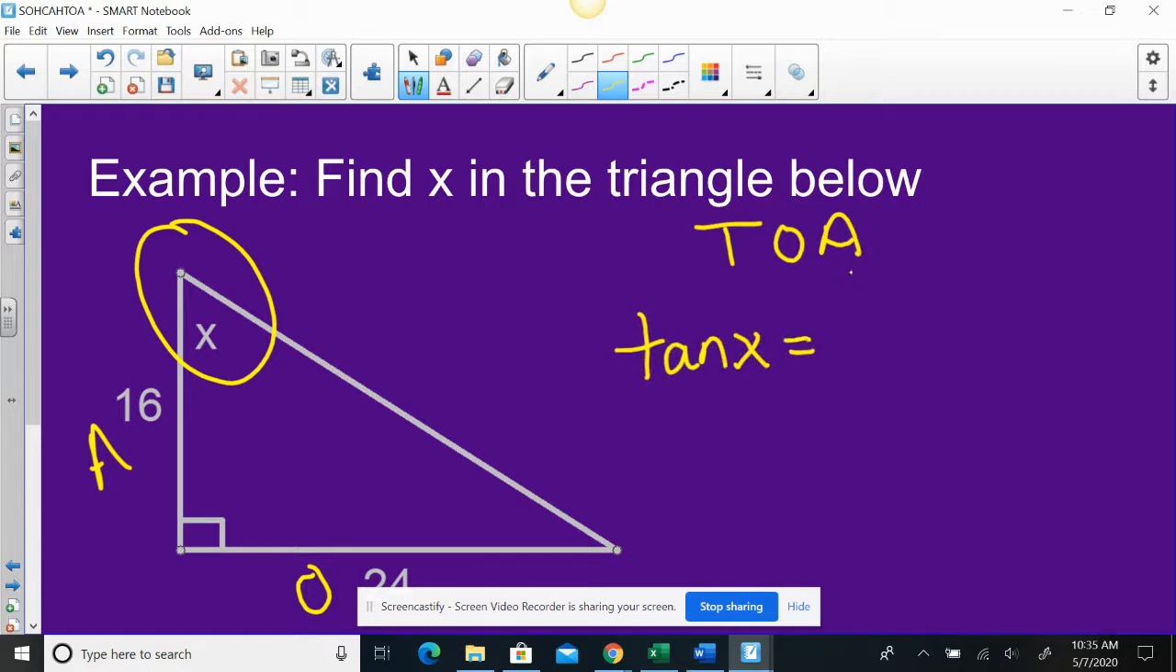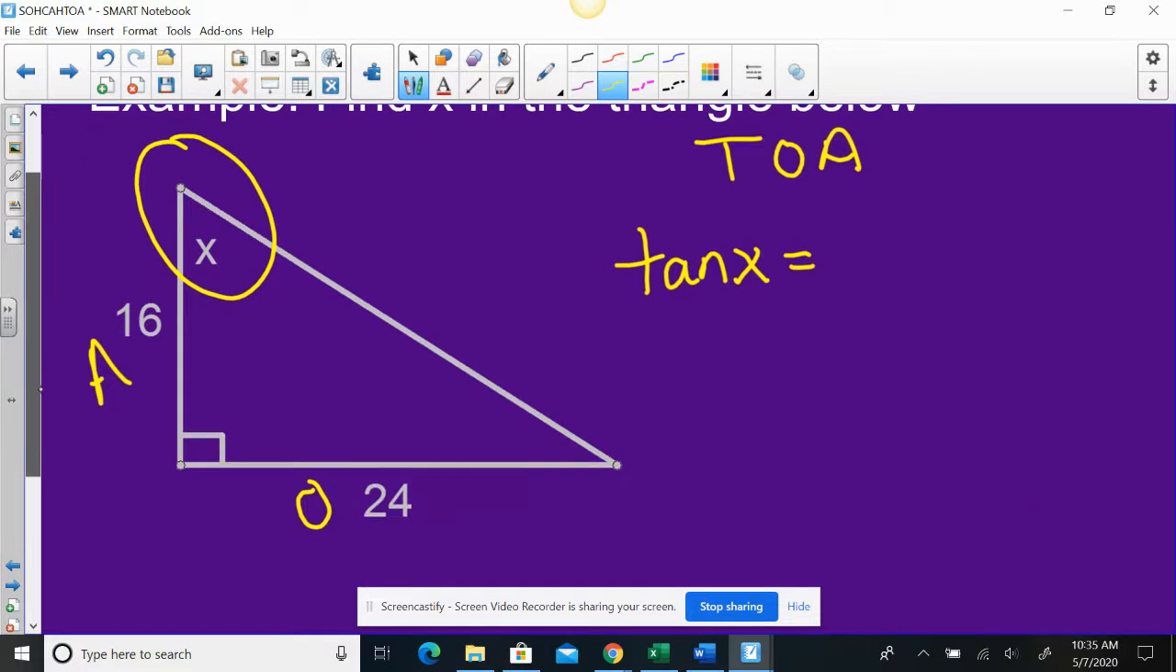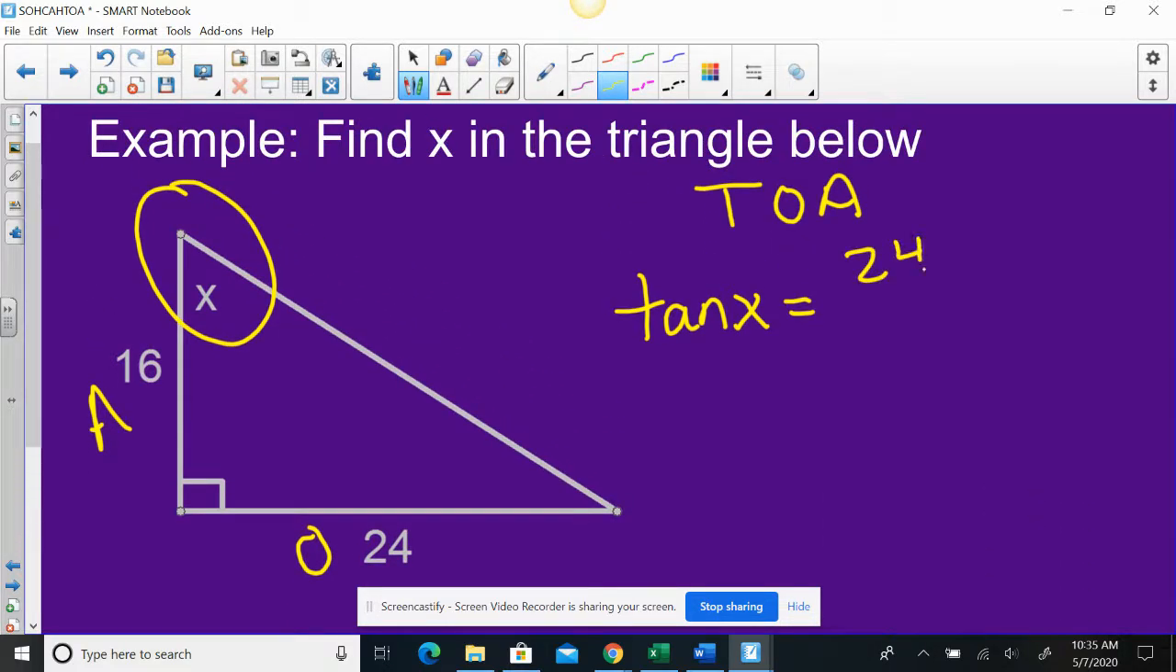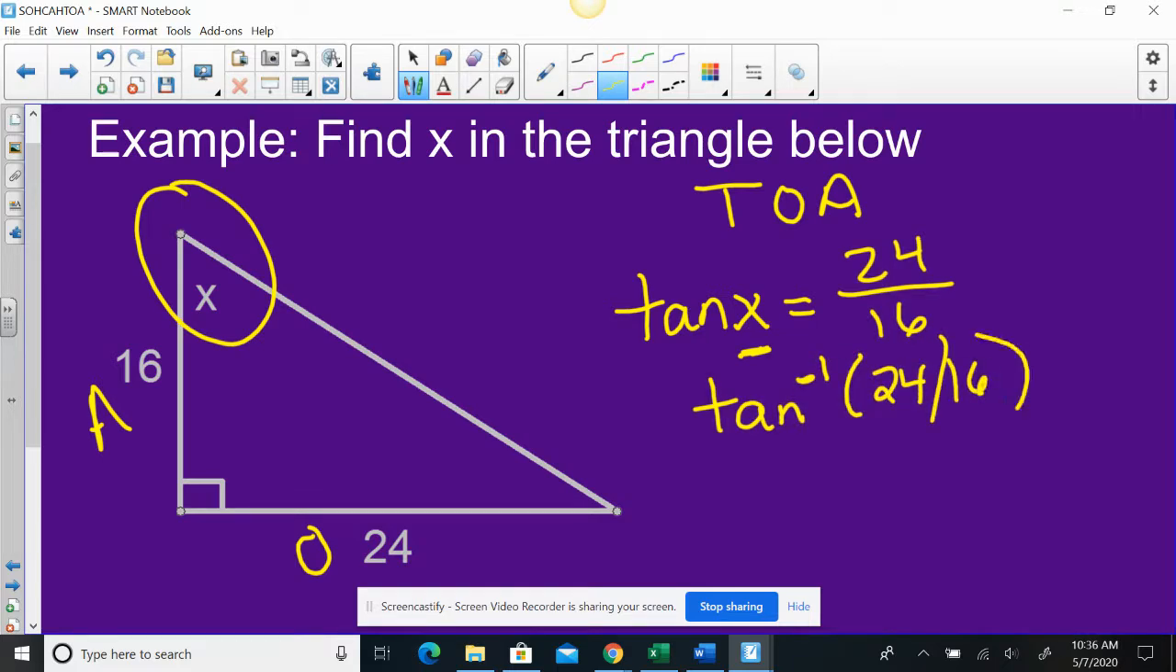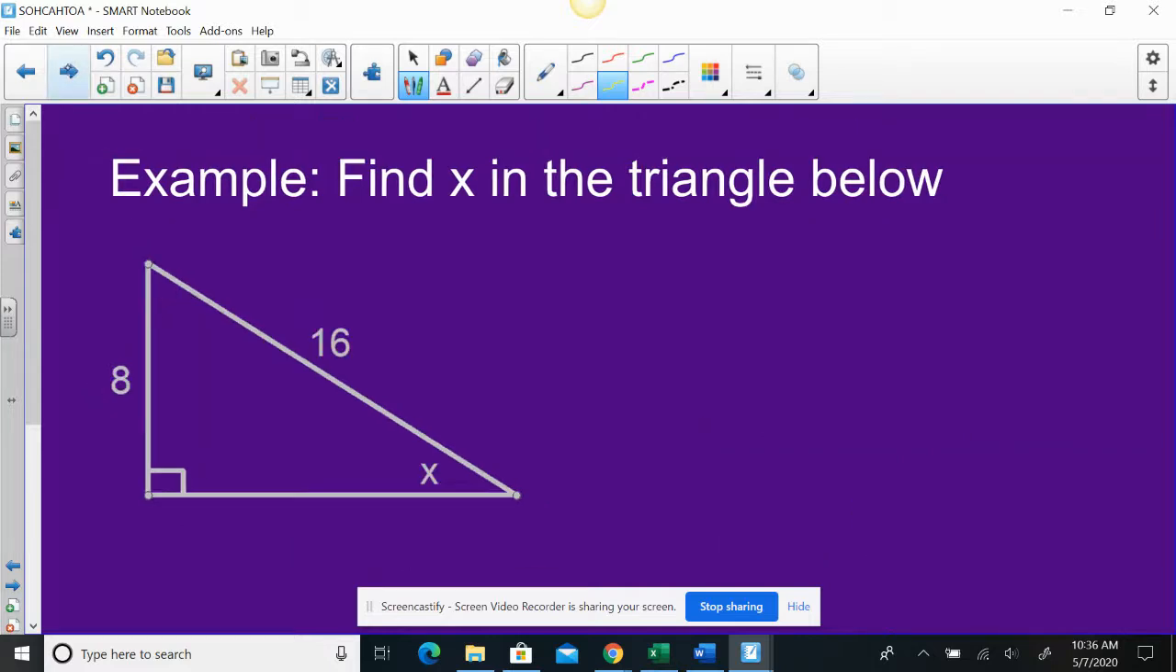I don't know what that is. Pretty sure that's a 24. Yeah, 24 over 16. So if I need to separate this angle from the trig function, in my calculator, I'm going to do the inverse. So I'm going to press second tan and then just do 24 divided by 16. This is an angle, so when I write my answer, I want to actually put a little degree. So it should be 56.31 degrees. Please try this one, so pause it.